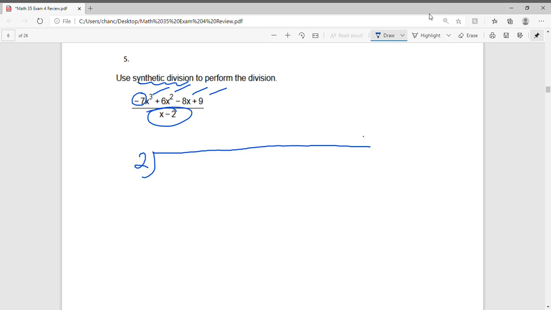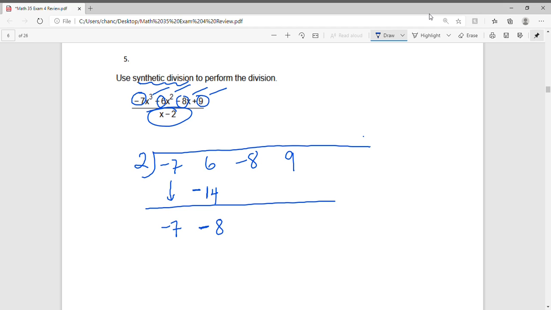The leading coefficients are -7, +6, -8, and +9. Then we can bring down the -7 first and multiply. 2 times -7 is -14. 6 minus 14 gives us -8. 2 times -8 is -16. And -8 minus 16 is -24.